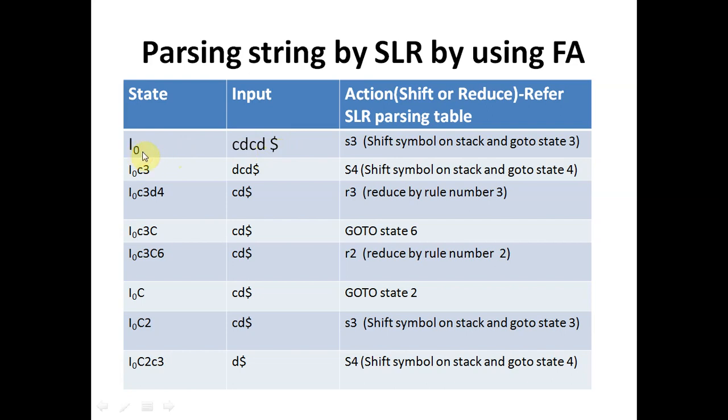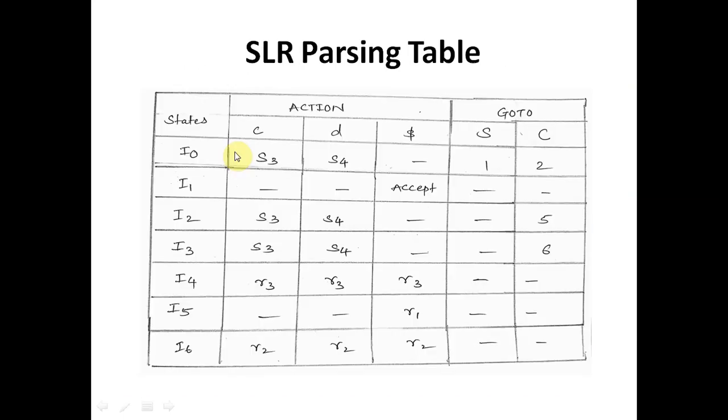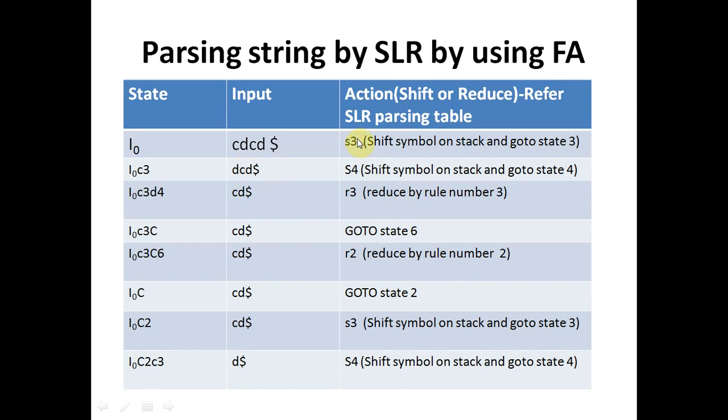Now we are in the I0 state and it is receiving C. Please see carefully. This is a very important part of the parsing. I0 is receiving small c, so we have to go back to the table, and in the table, I0 on receiving small c gives the action shift 3. What it means: shift this symbol onto the stack and go to 3. So the symbol will be shifted onto the stack and it will make a transition to 3. So the I0 to I3 transition is done.